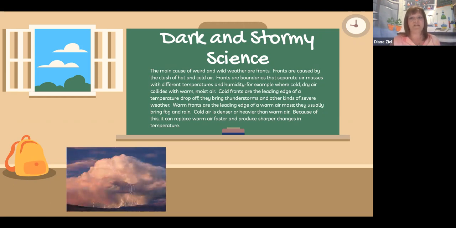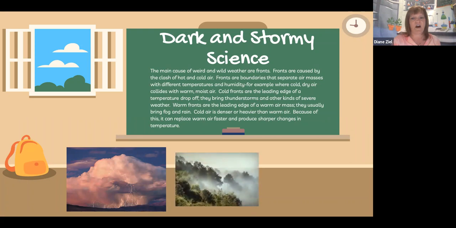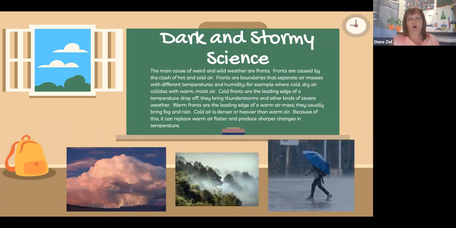Warm fronts are the leading edge of a warm air mass, and they usually bring things like fog and rain. Cold air is denser or heavier than warm air, and because of this, it can replace warm air faster and produce sharper changes in temperature.